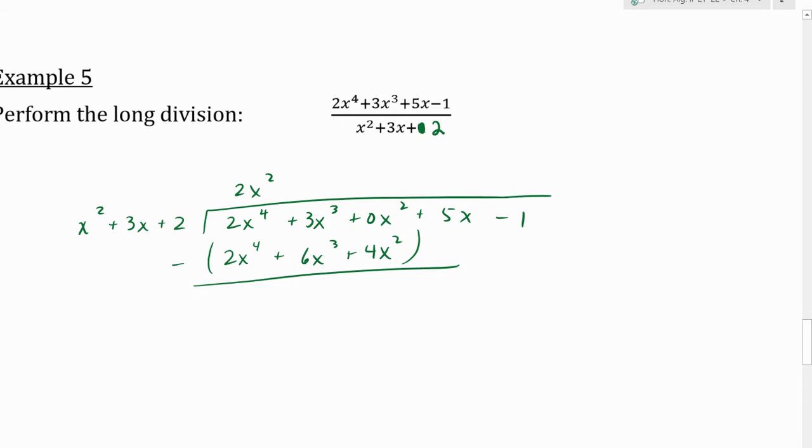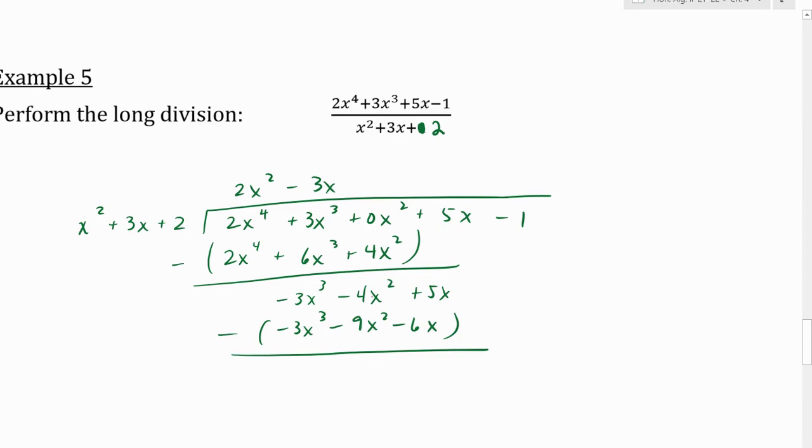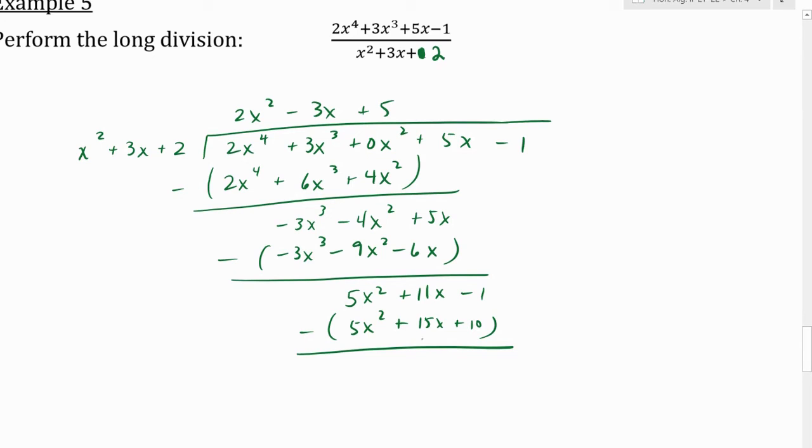So there's no x squared, so I'll fill it in with a 0. And then we'll just go to town. Subtract that out. 3 minus 6 is negative 3. 0 minus 4. Bring down the next one. What do you multiply x squared by to get negative 3x cubed and negative 3x? And we'll subtract all that. Negative 4 plus 9 is 5x squared. 6 is 11x. Bring the next one down. We need a 5 to make that 5x squared. We'll subtract this. 11 minus 15 is negative 4, negative 11.